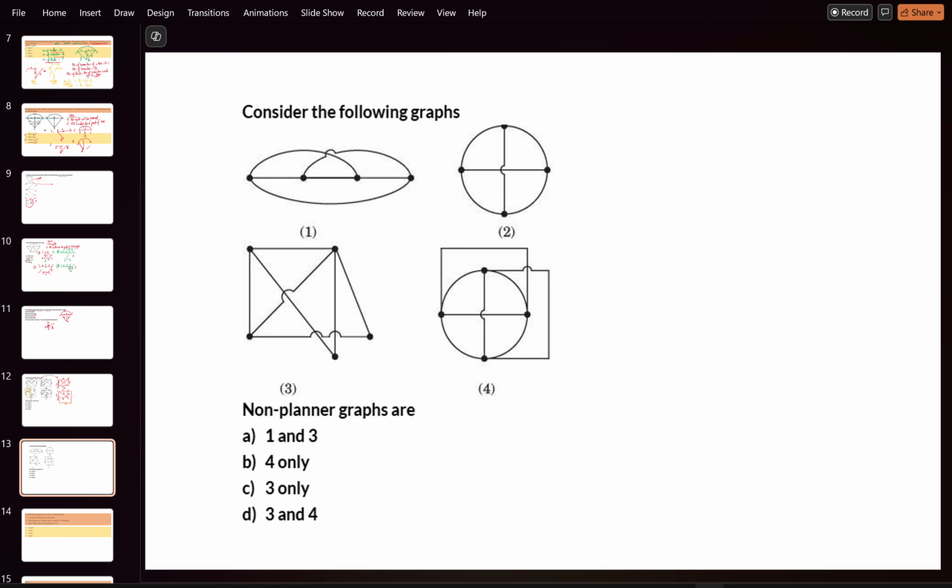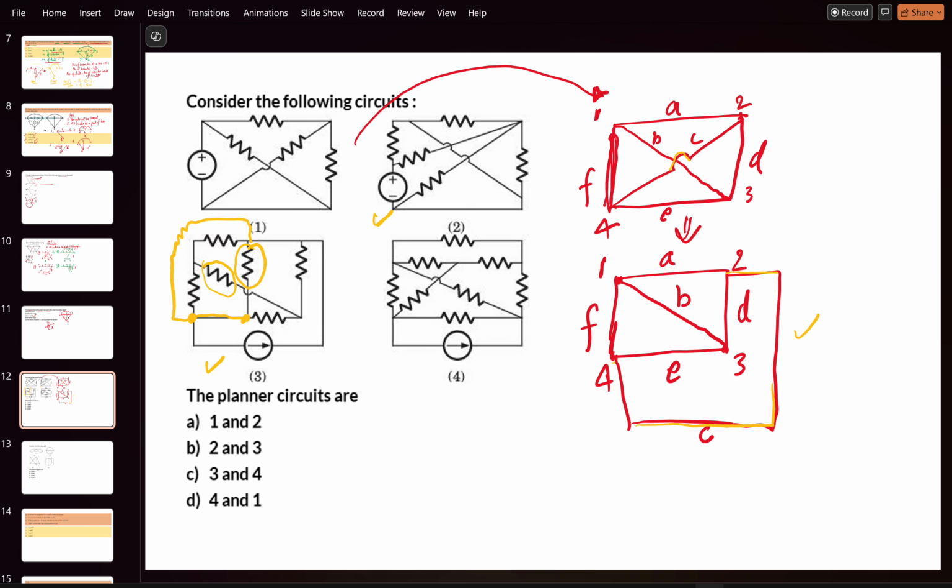Sir, only that circuit, only three is planar, sir? No, here the two options are correct. You can solve it at your home and try to see by yourself whether it is planar or not. I know the answer, I can give it, but try to solve it by yourself. The correct answer is 1 and 2. Basically, 1 and 2 are planar, 3 and 4 are not. Visualize it at your home so you will get a glimpse of whether it is planar or not.